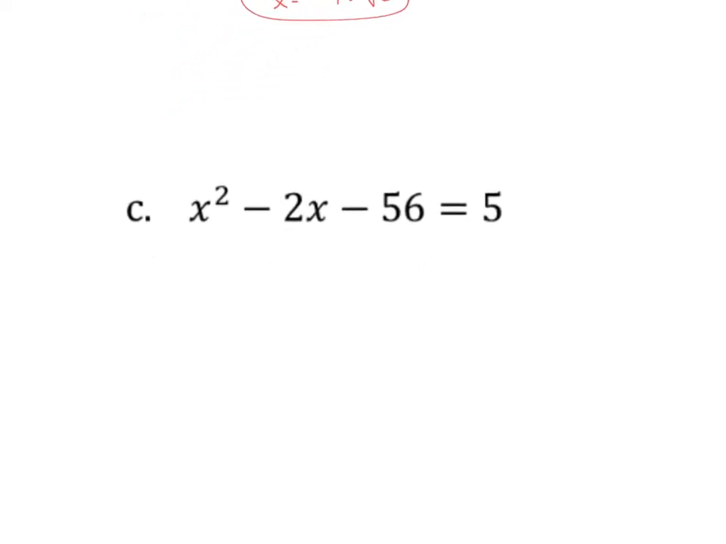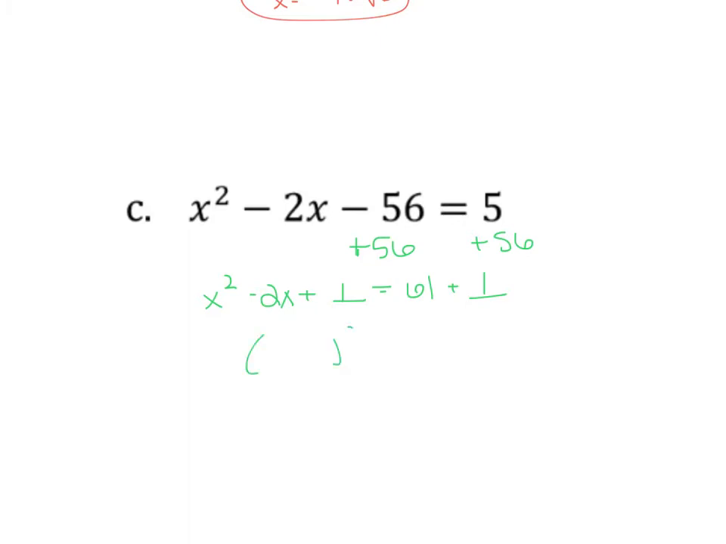Alright, let's go ahead and try C. The first thing we're going to do is move that c term out of the way. I'm going to add 56 to both sides. It's okay that there's not a 0 on that right side. I'm going to do plus blank on both sides. Okay, so then we're going to half it. Half of 2 is 1, squared is still 1. I'm going to add that to both sides.